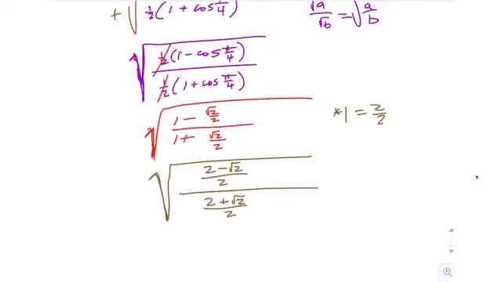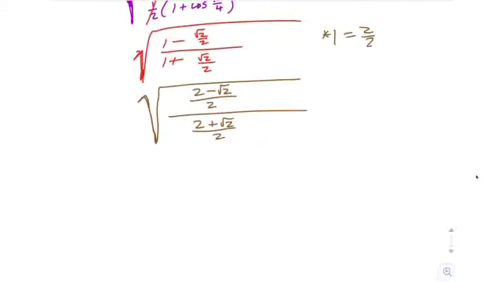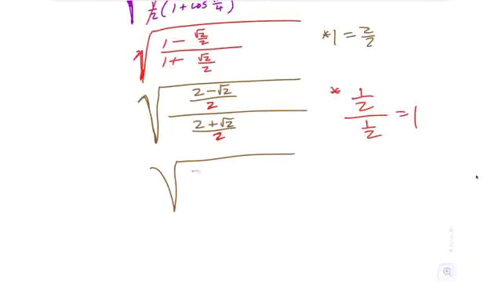Fun, fun, fun. And now from here something cool happens. What happens to these 2's in the denominator? They divide out. I'll say what's happening: 2 divided by 2 equals 1. So we're just left with 2 minus the square root of 2 all over 2 plus the square root of 2. So it simplifies down to there.